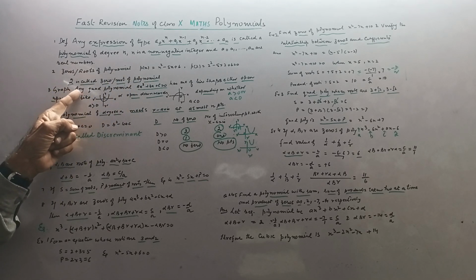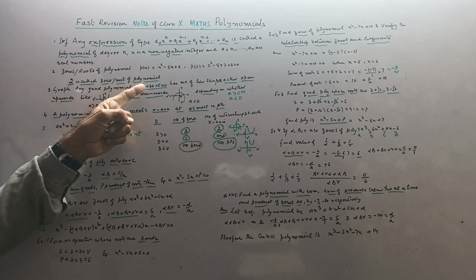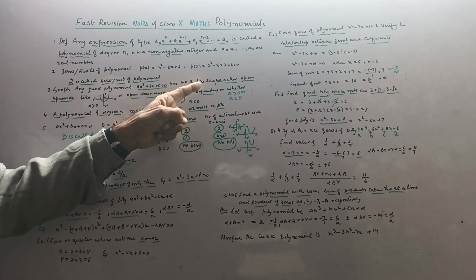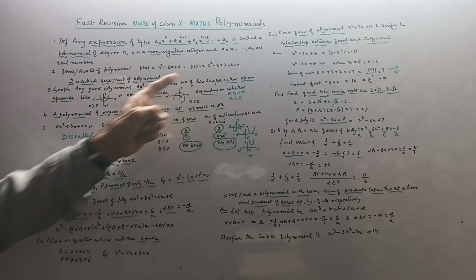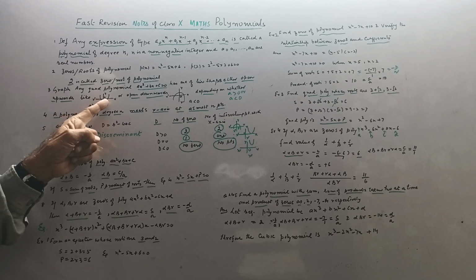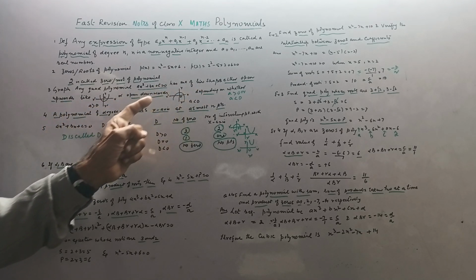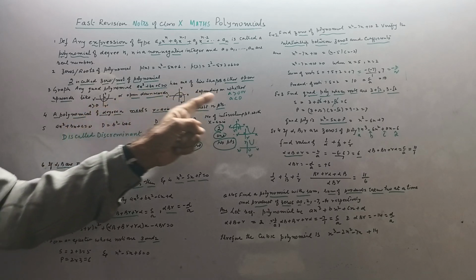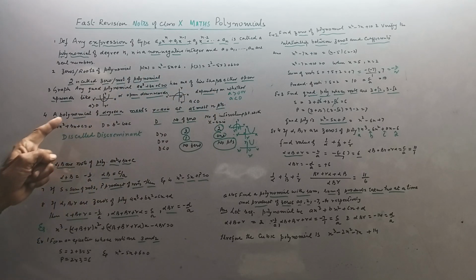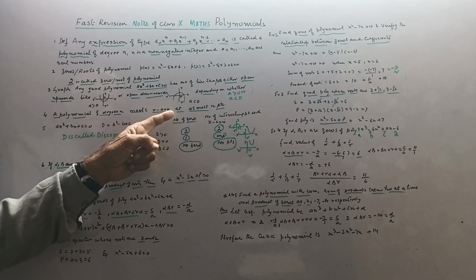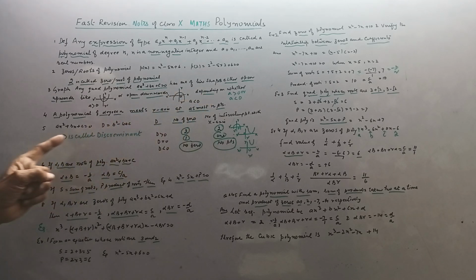Now graph. Any quadratic polynomial ax square plus bx plus c equal to 0 has one of the two shapes, either open upward as shown here or open downward as shown here, depending upon a is greater than 0 or a is less than 0. A polynomial of degree n meets x-axis at most n points.